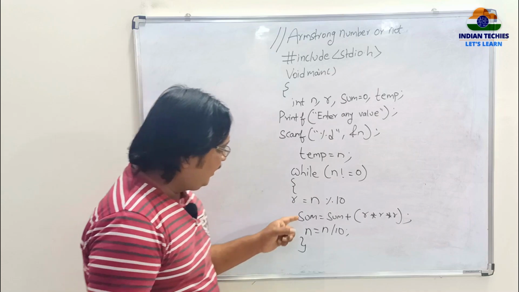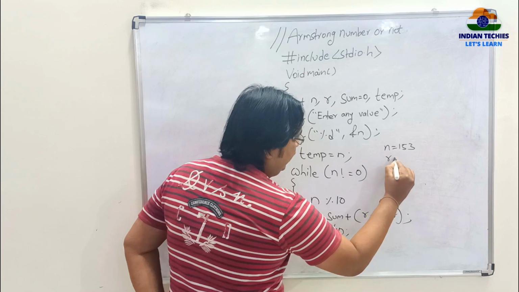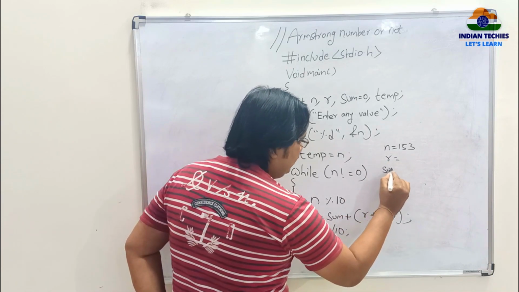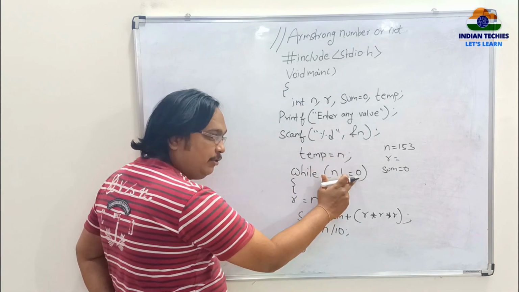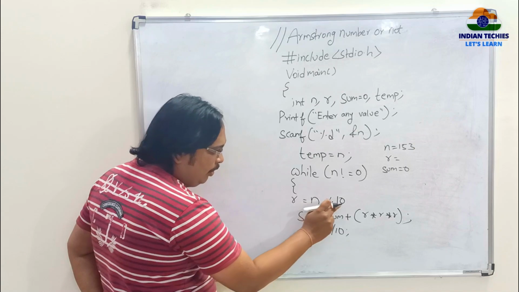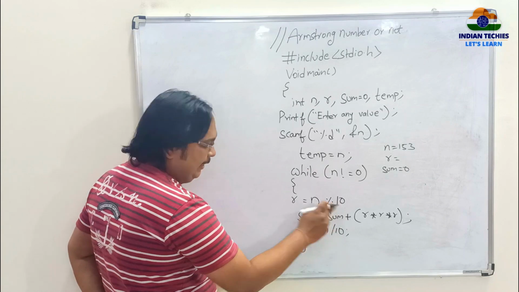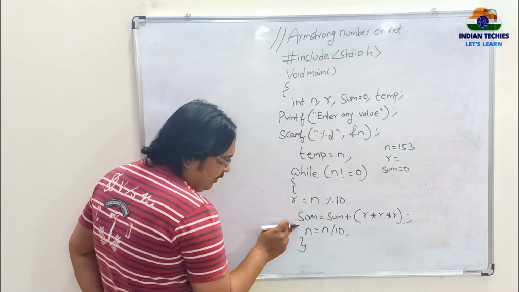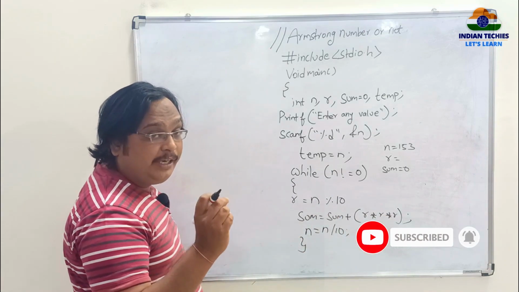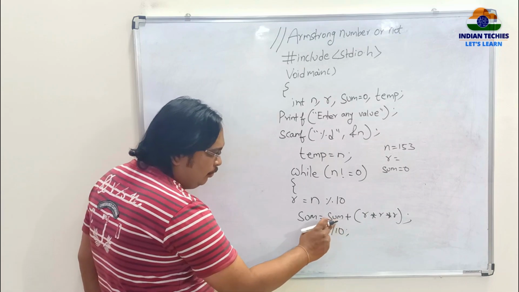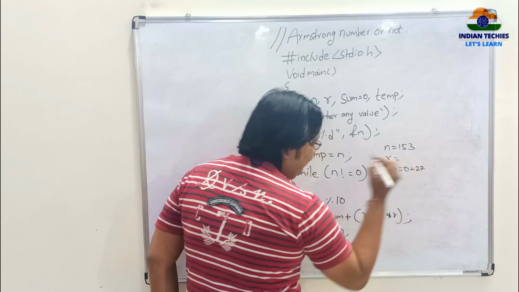So we will see this logic here. For example, n value is given as 153. Initially r is nothing and sum is equal to 0. Now, n value is 153, not equal to 0? Yes. Go inside. n mod 10, 153 mod 10. What is the result? The remainder is 3. So r value is 3. Go to the next step. r into r into r. What is r? 3 into 3 into 3, 27, will be added to sum. What is the sum value? 0. So 0 plus 27 will be there.